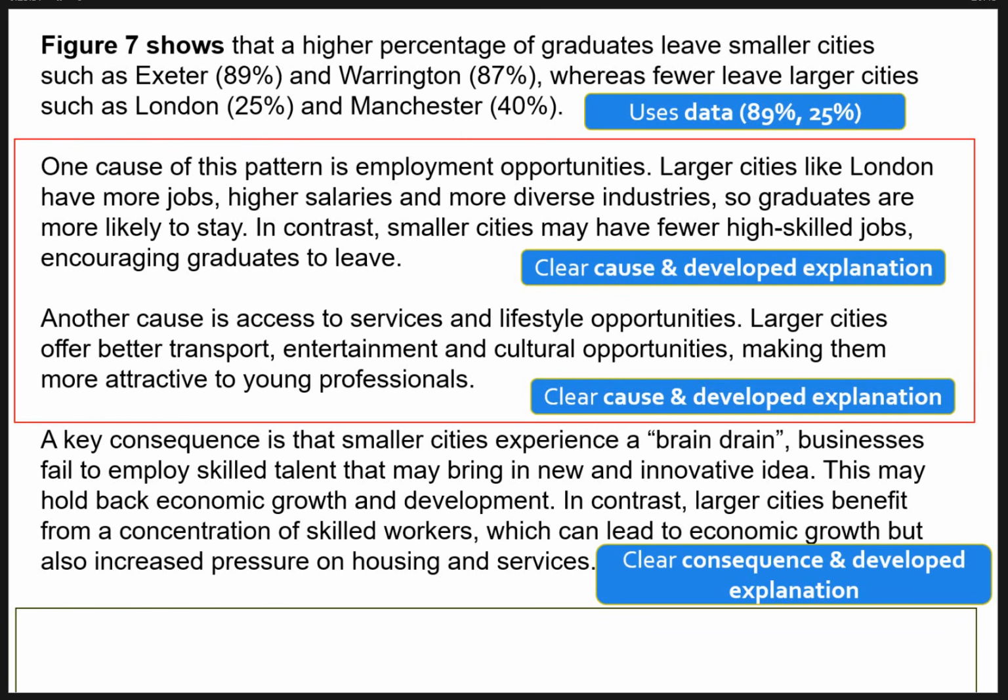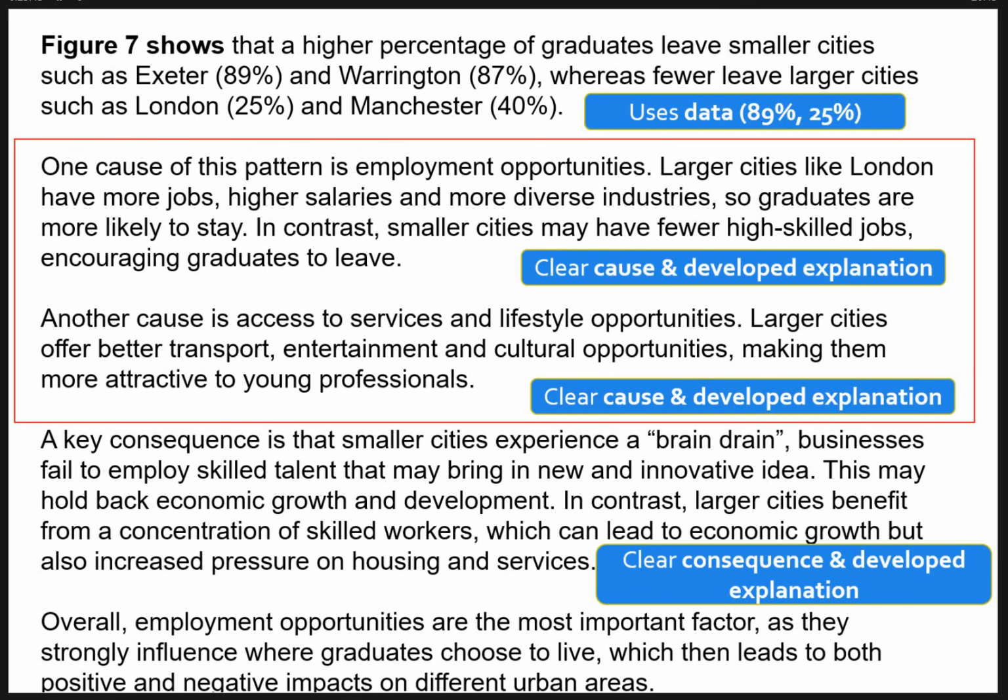So the question itself is showing you the structure by giving you the causes and consequences. The final line is an evaluate question. Overall, employment opportunities are the most important factor as they strongly influence where graduates choose to live, which then leads to both positive and negative impacts. So that provides the final judgment.